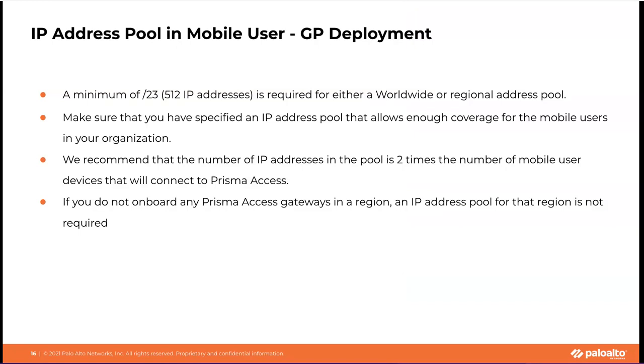The addresses in the pool should not overlap with the addresses in the other pools you use internally and the IP addresses used internally and the IP addresses you have specified while defining your service infrastructure. The requirement is you should configure a minimum of /23 for either the worldwide or the regional pool.